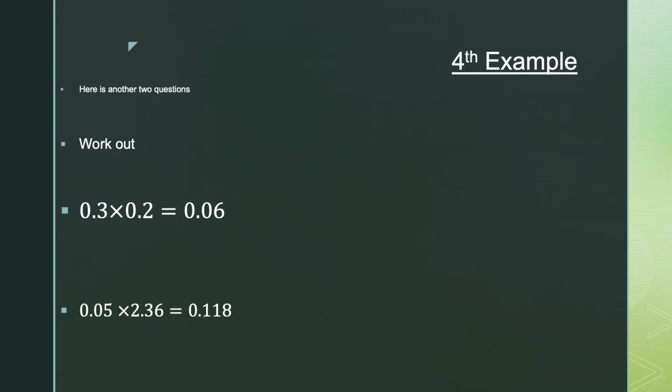Right, guys, next one, 0.05 times 2.36. I would do 5 times 236, and then I would divide my final answer by 10,000. Sorry, divided by 10,000. So the answer would be 0.118.